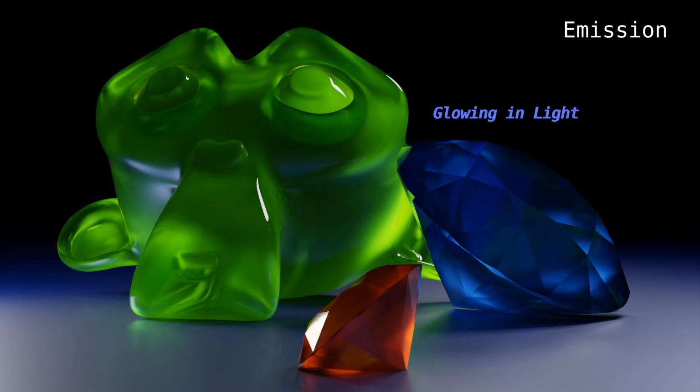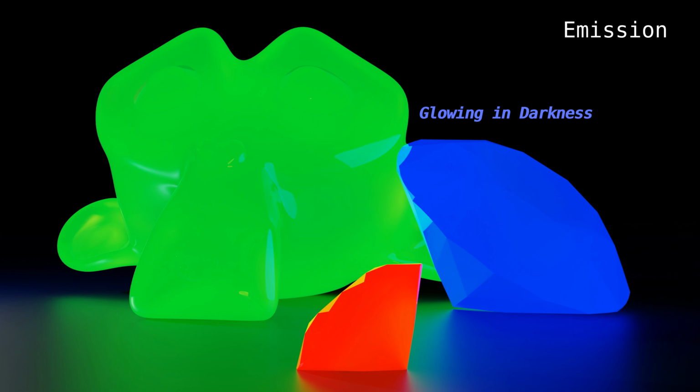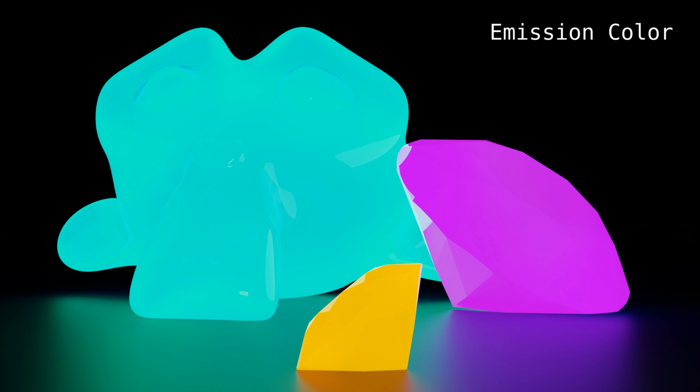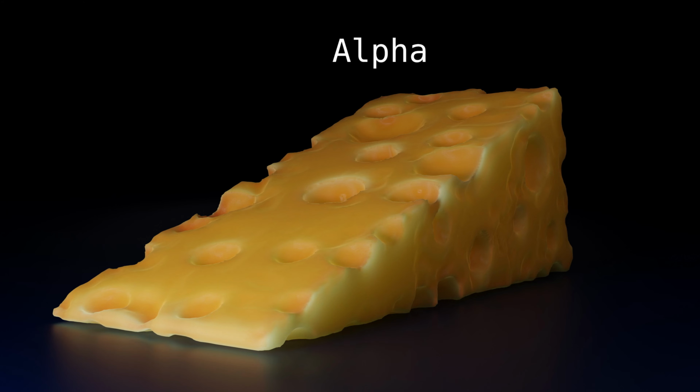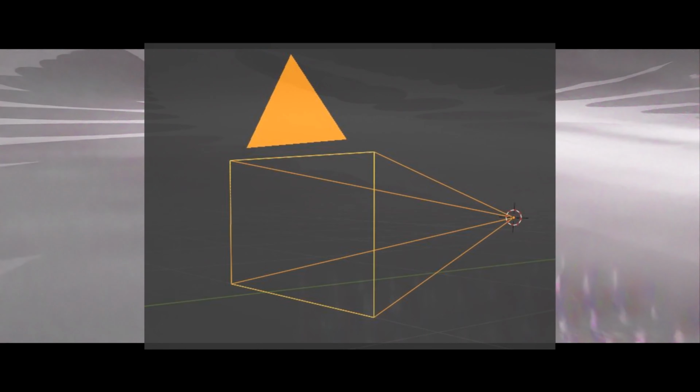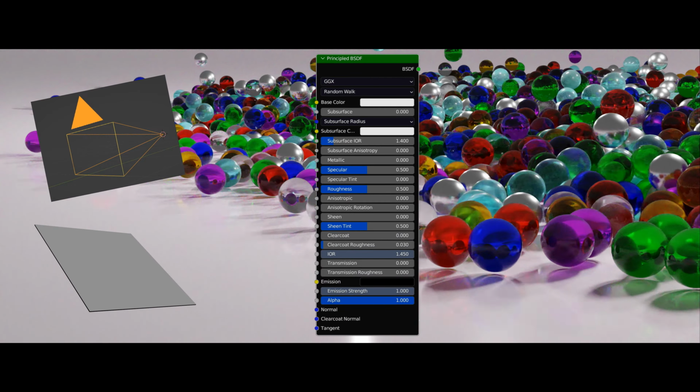Emission. When enabled, this setting allows the material to emit light, turning it into a light source within the scene. Adjust the emission color to determine the hue and intensity of the emitted light. Alpha adjusts the material's transparency. A value of 1 indicates complete opacity, while decreasing the value makes the material increasingly transparent. That's it. Now you know how to add a camera, ground plane, and simple materials to objects in Blender.